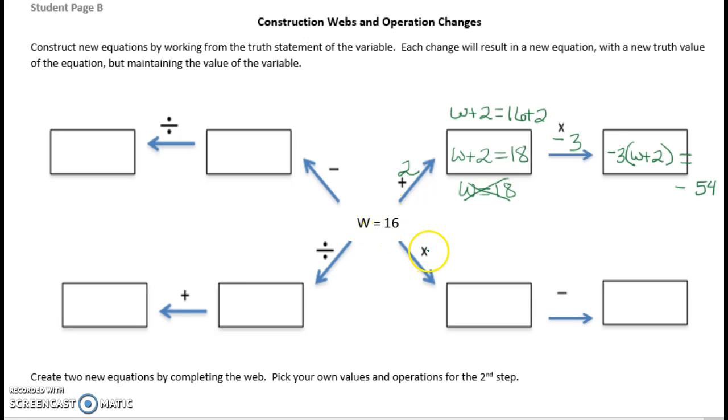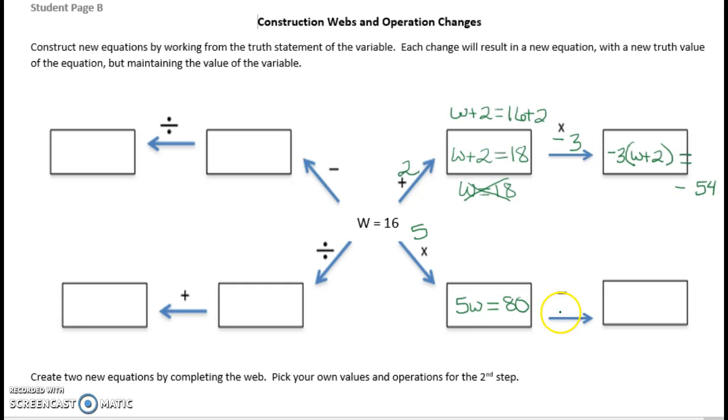Let's say we want to multiply first. So let's pick another number, let's say 5 this time. If I'm going to multiply the truth statement w equals 16 by 5, I'm going to end up with not just w equals 80, but we had to multiply, so 5w is going to equal 5 times 16, which is 80. Okay, so multiplying by 5, we end up maintaining this truth statement of w equals 16. We haven't lost the w equals 16 here.